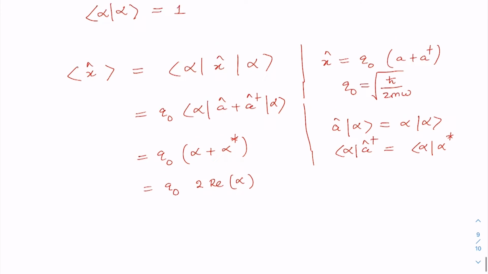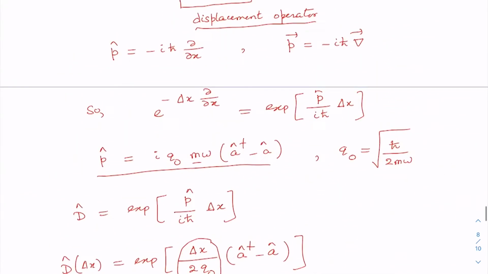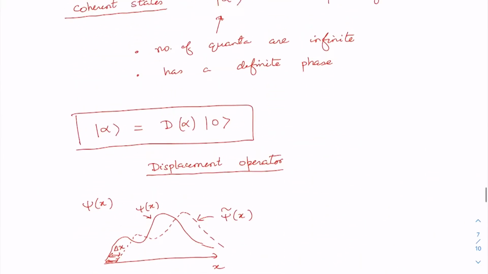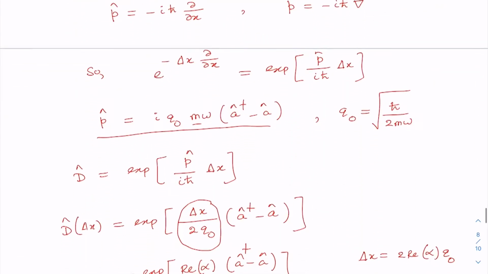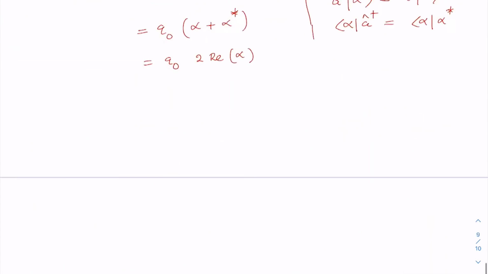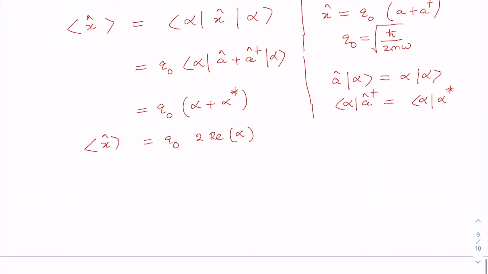And in fact, this is the reason why earlier I used this definition here. We just defined it, say I promise to come back. Here you see I have taken this delta x as twice real part of q0. This is the reason, because here you see that the expectation value of the position operator is related to the real part of alpha.